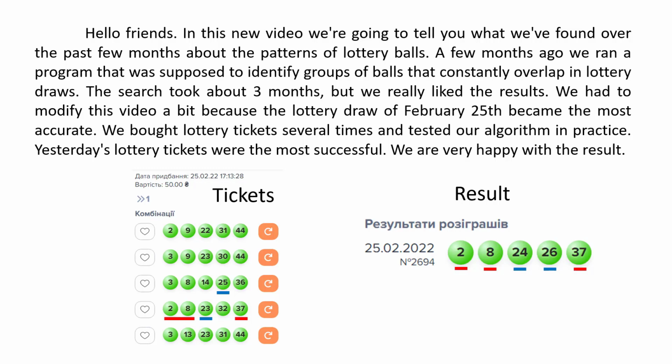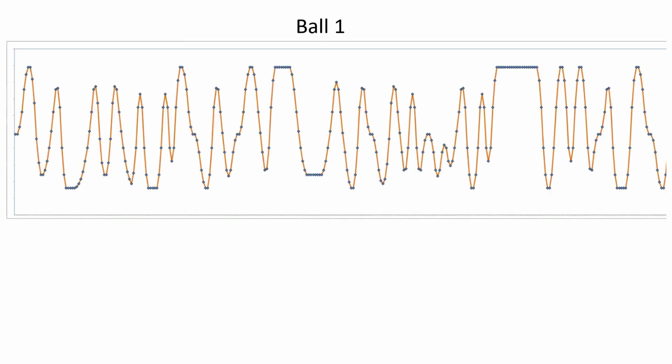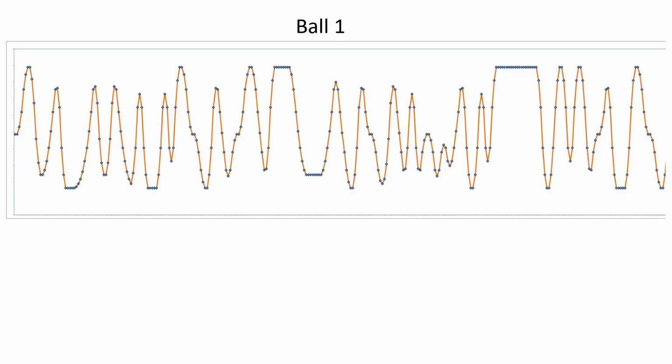So, how does the algorithm work? I will only tell you the example of the first ball. It doesn't take too much time. This is how the new graph of the first ball looks like. If we compare it with the graph I showed earlier, we will see one difference. The only difference is that in this graph we were able to divide the entire array of balls into more groups and determine the scenario of how they interact with each other.